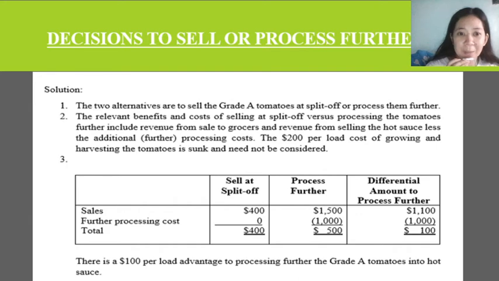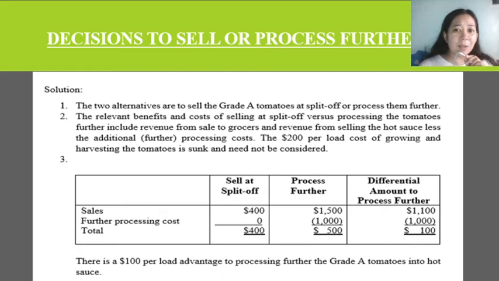Number 2, the relevant benefits and cost of selling at split off versus processing the tomatoes further. Of course, again, it will include revenues from the sale to grocers and the revenue from selling the hot sauce, and of course the additional cost from processing the product further.